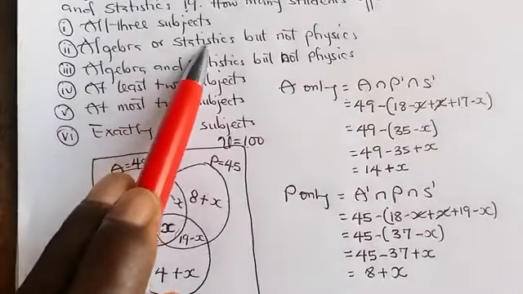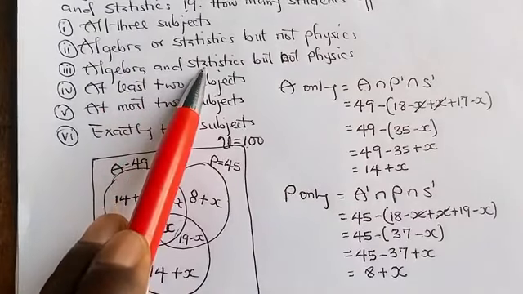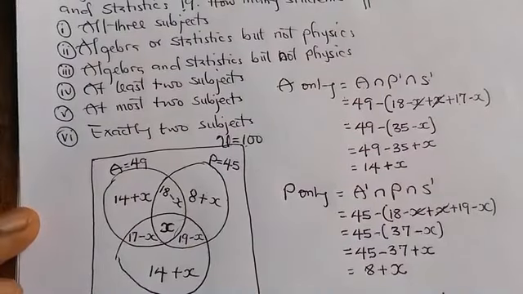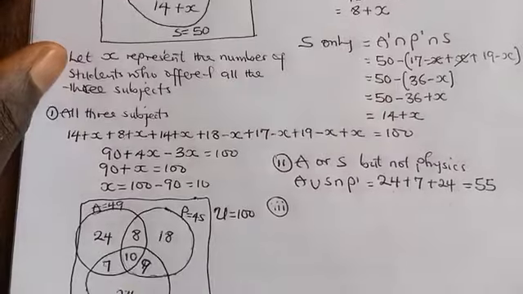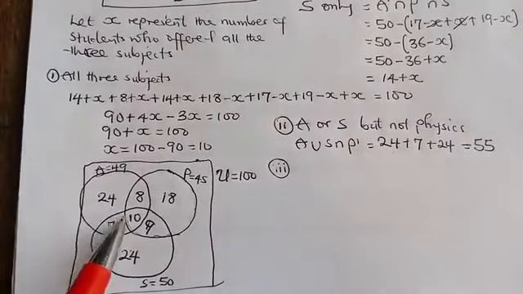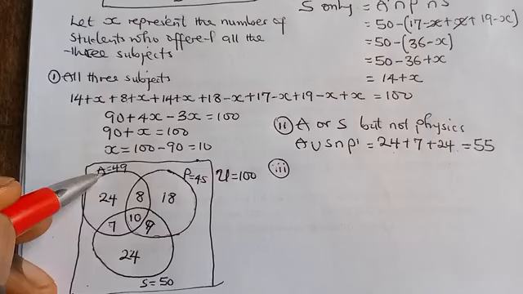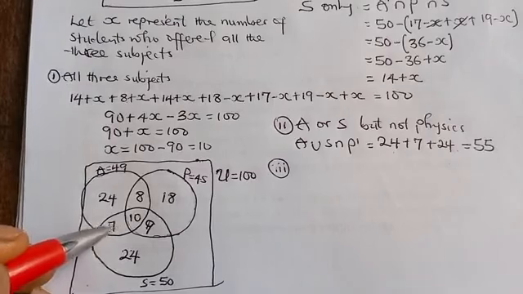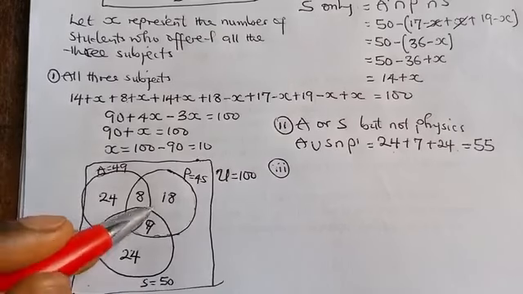Note, algebra or statistics is the union of sets. Algebra and statistics is the intersection of sets. So we are looking at the point where algebra and statistics intersect, excluding physics. When you look at this Venn diagram, the point of intersection between algebra and statistics excluding physics is this point here. So you see the oval shape of statistics and algebra intersecting here, excluding physics.